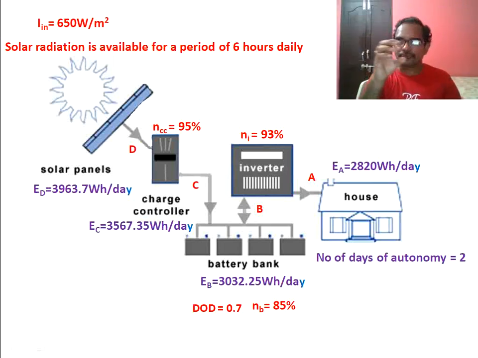So the charge controller has to supply 3567.35 watt hours per day. Even though the charge controller is not 100% efficient, it is only 95% efficient, so there will be 5% energy loss. So 5% more amount of energy has to be supplied by the solar panels, that is 3963.7 watt hours per day, in order to give 2820 watt hours per day to your home.